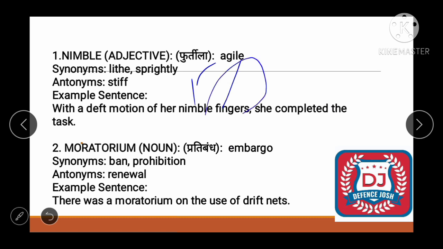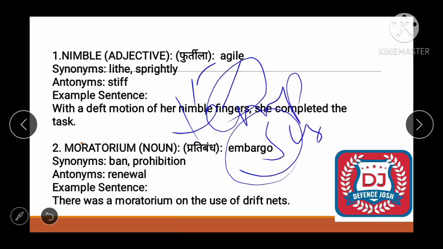Next one is moratorium. All right, it means embargo. Okay, it means embargo. Here it means temporary suspension. It means temporary suspension. Synonyms would be ban and prohibition. Antonym is renew. See friend, renew means to resume again.